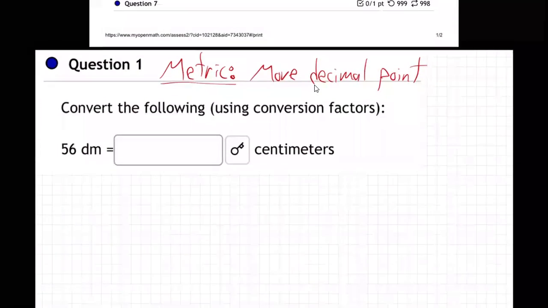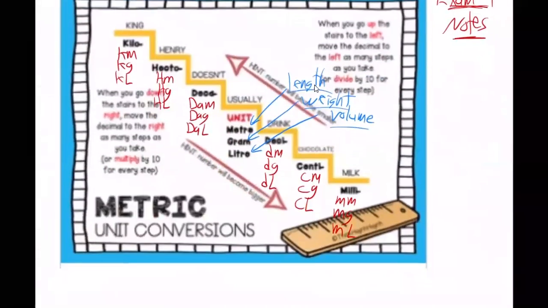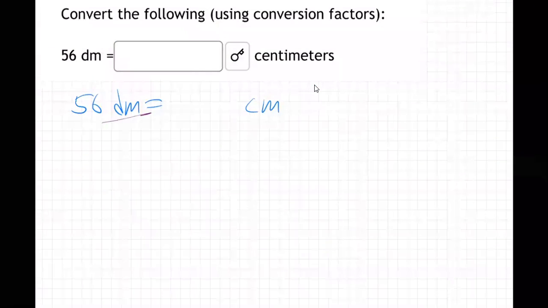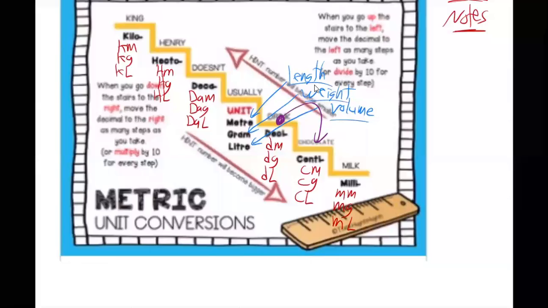All right, so you just look on the chart. We're going from 56 dm, and we want to go to cm. Let's find it on the chart. Where's the dm? Right here. Don't confuse that accidentally with the dam. That's decameters. There's two that start with a D, unfortunately. So those can be easily confused. We're talking about right here, decimeters, dm, and we want to go to cm. So from dm to cm, that's just one jump to the right.